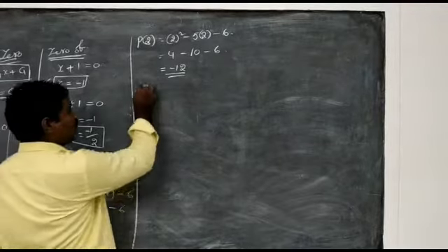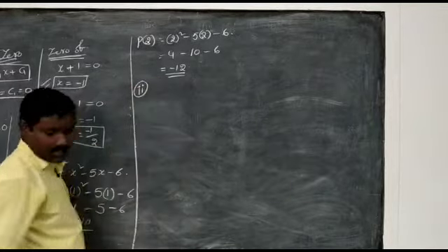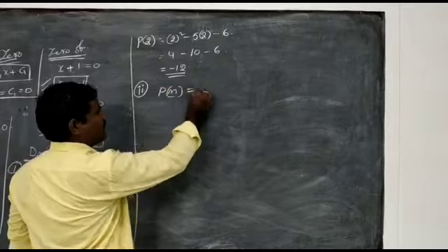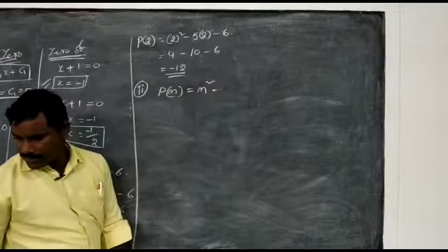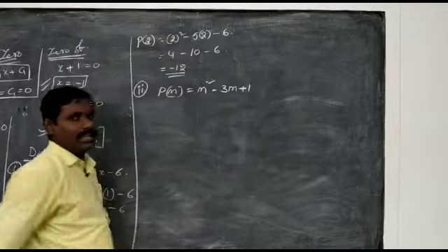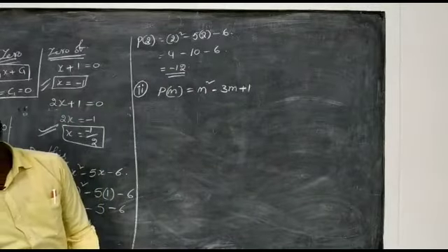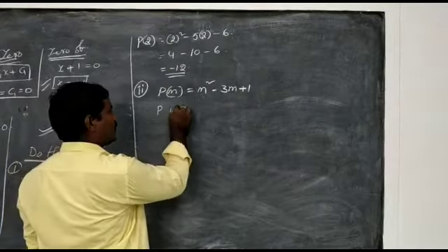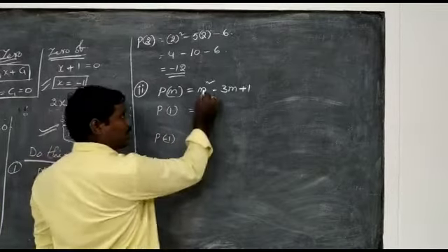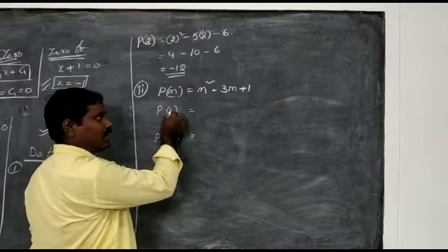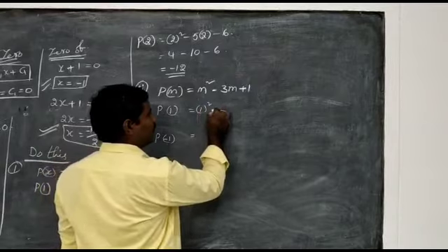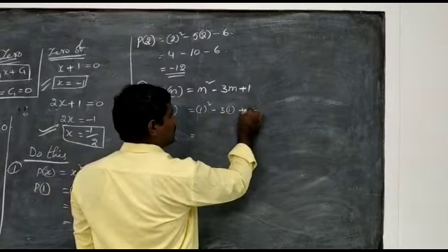And in this, we have a second problem. P of m, now the variable is m. The polynomial is m square minus 3m plus 1. Find the value of P of 1 and also P of minus 1. Now see here, in place of m you can substitute 1 and in place of m you can substitute minus 1. 1 square minus 3 into 1 plus 1.